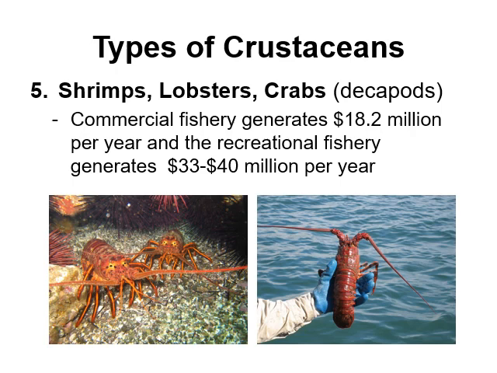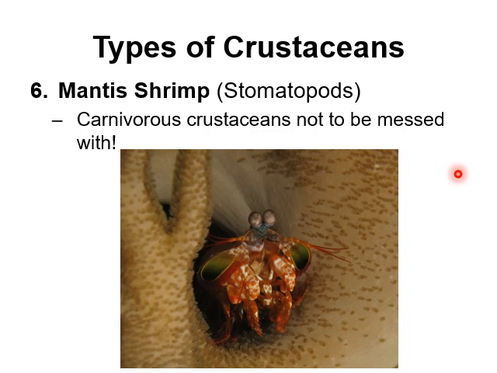Okay, one last type of crustacean that I wanted to talk about are the mantis shrimp. And so if you were a small crab, the sight of this thing would strike terror in your heart. The reason being is that mantis shrimp are really, really effective predators. So why they're so effective is, first of all, they've got really crazy vision.